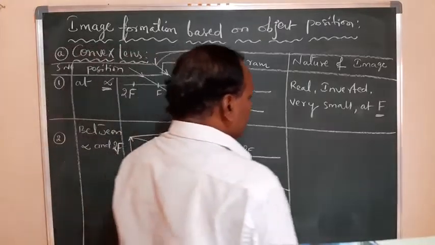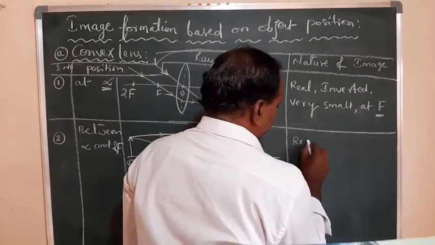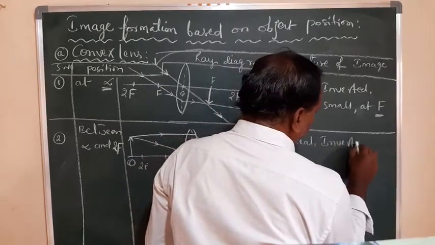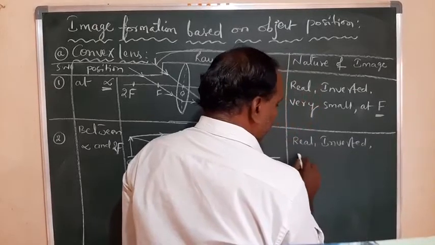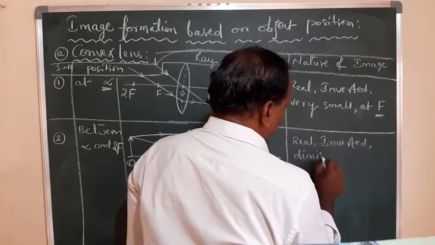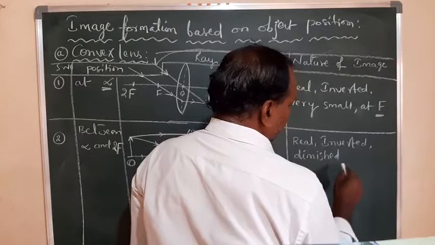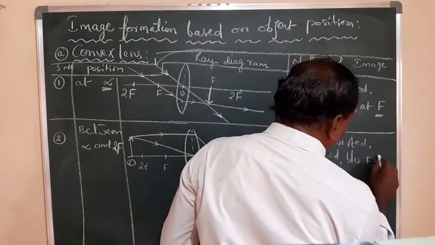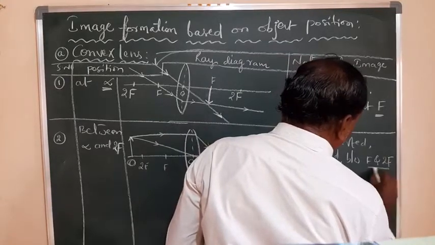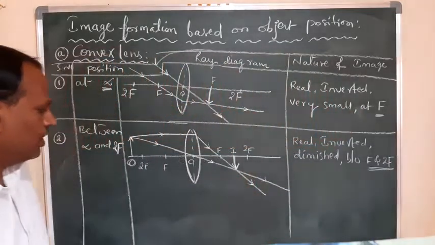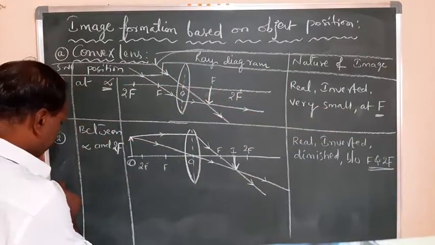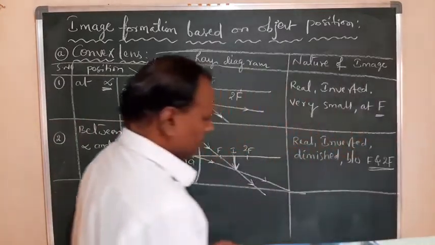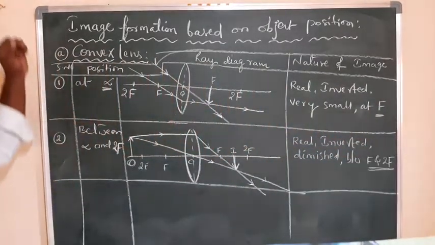Now you can see the nature of this image. It is a real image and it is an inverted image, and it is diminished. Diminished means smaller compared to the object. The image is smaller, diminished, and it forms between f and 2f. So this is about the nature of the image formation, right? This is the second case, where the object is between infinity and 2 times the focus, right?